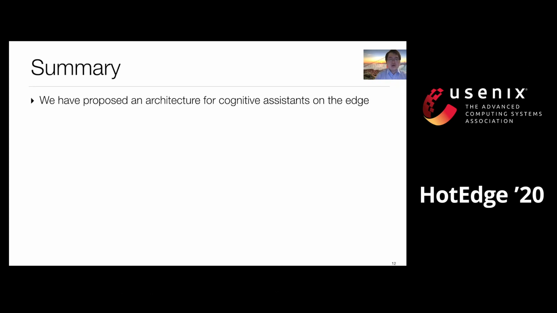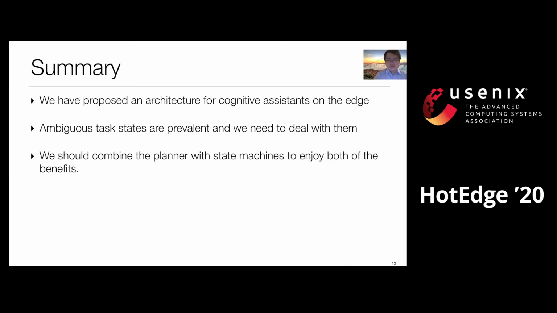In summary, we have proposed an architecture for cognitive assistance on the edge. We noticed that ambiguous task states are prevalent, and we need to deal with them. Finally, we should combine the planner with state machines to enjoy both the flexibility of the planner and the efficiency of the state machines.